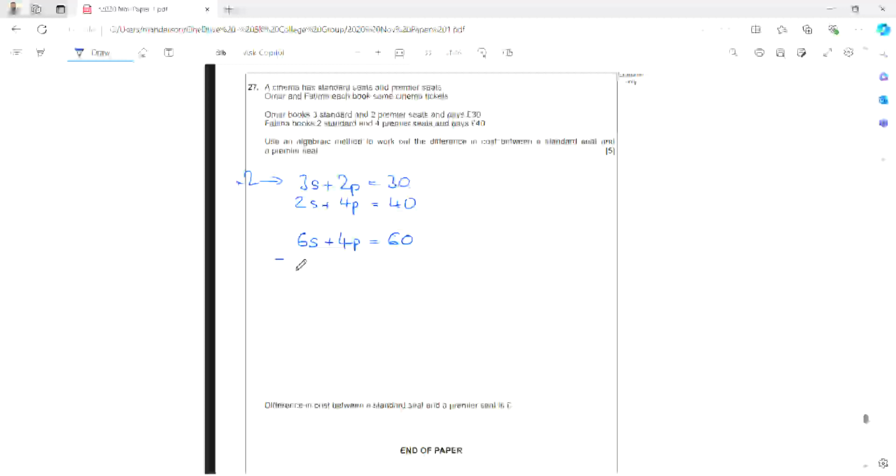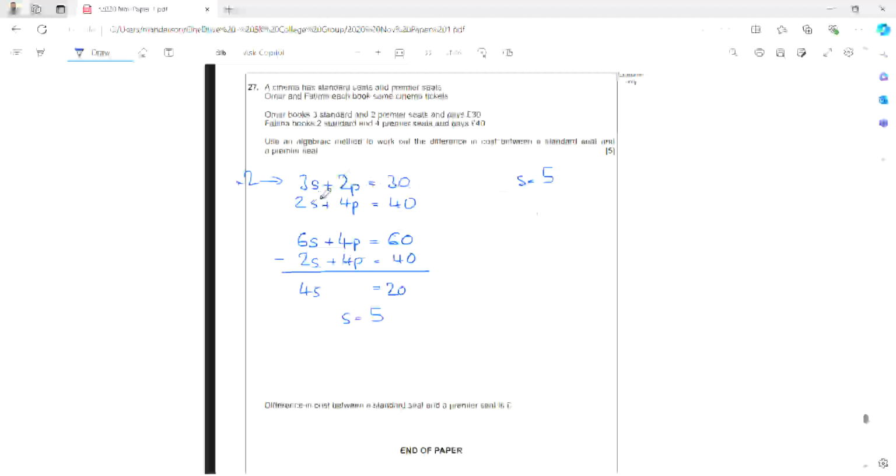Now I'm going to take away the 2 standard plus the 4 premier equals 40. So now I can do this subtraction. 6 standard take away 2 standard leaves me with 4 standard tickets. 4 premier take away 4 premier leaves me with nothing, and 60 take away 40 is 20. So now I know 4 standard tickets cost £20, and if I divide by 4, I get 1 standard ticket equals £5.